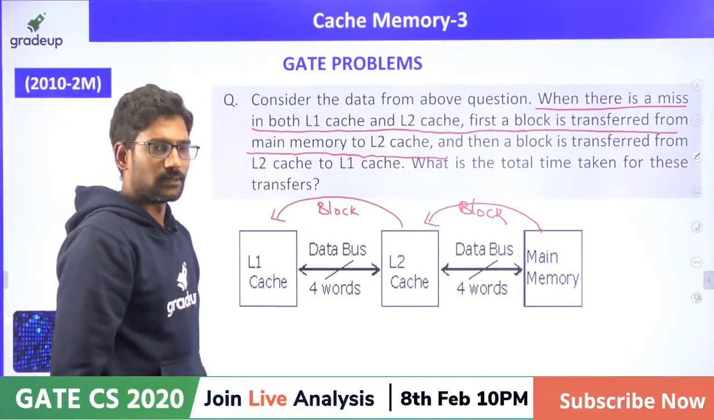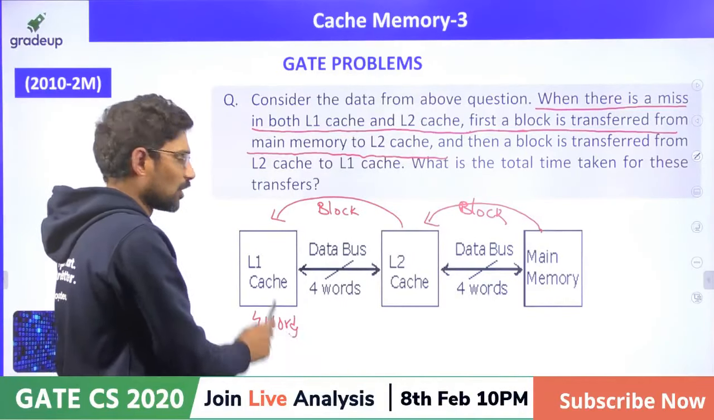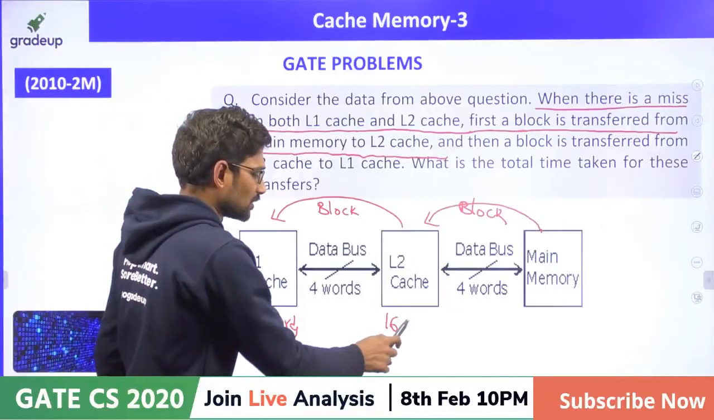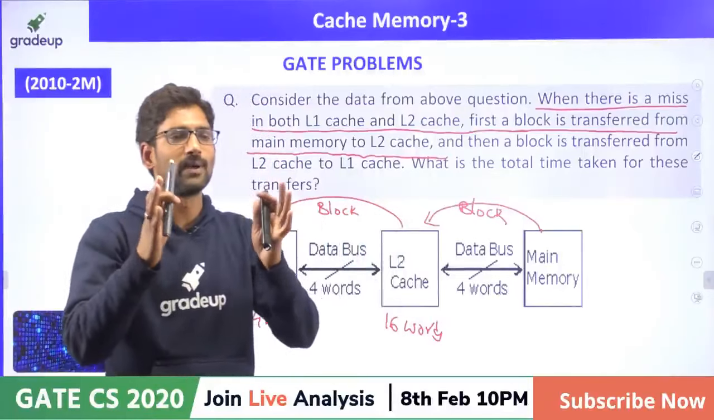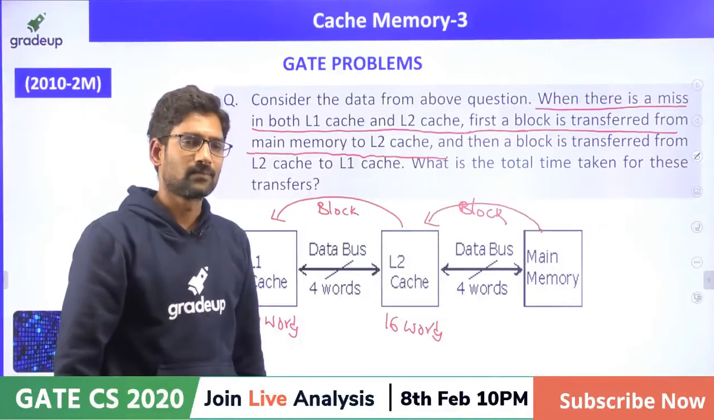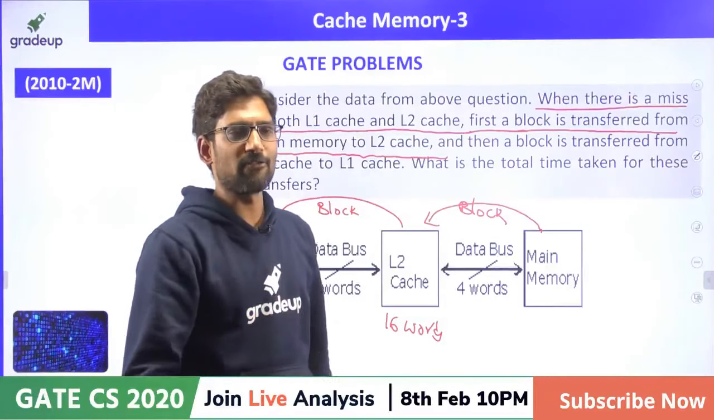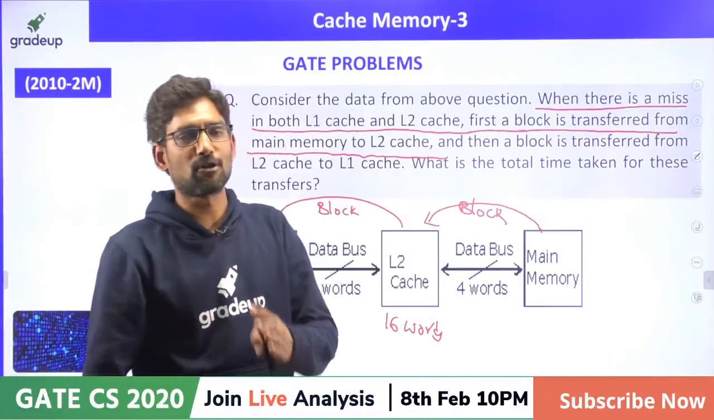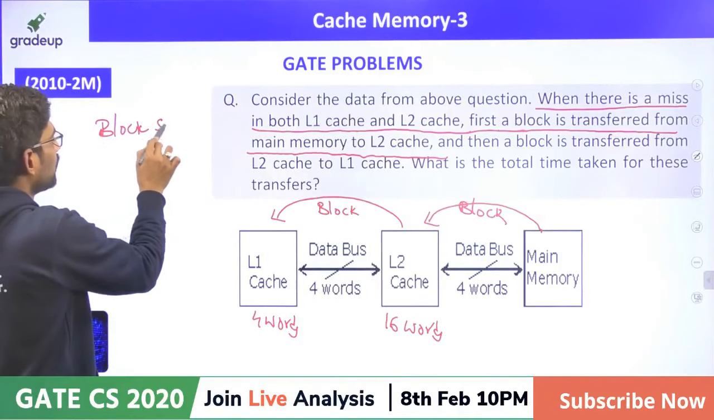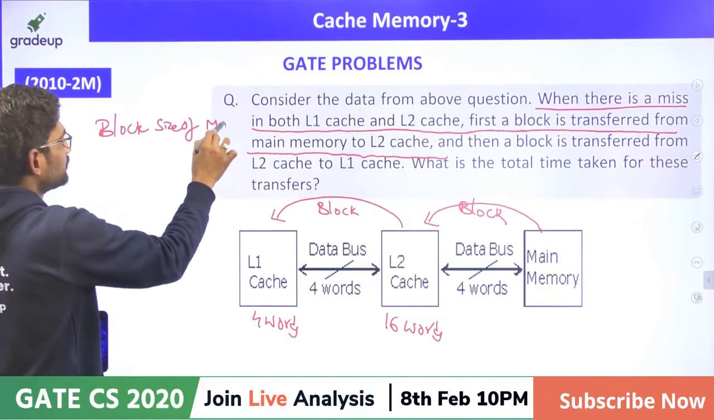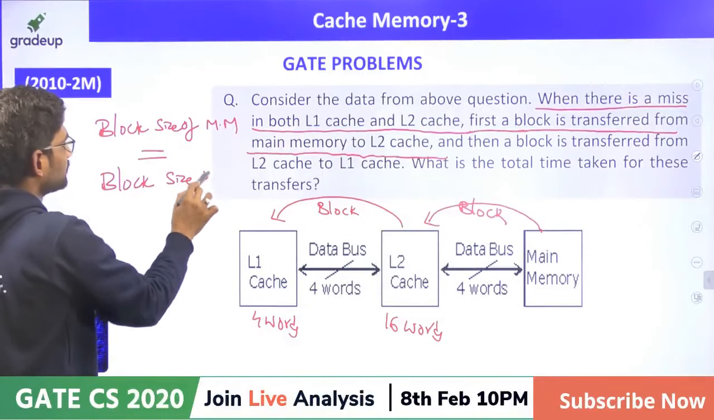Now, it is given the block size of L1 is 4 words. The block size of L2 is 16 words. But is it given the block size of main memory? No, nowhere in the question it is given. But yesterday we have discussed this point. The block size of main memory and the block size of cache memory will always be the same. Block size of main memory will be equal to block size of cache memory.